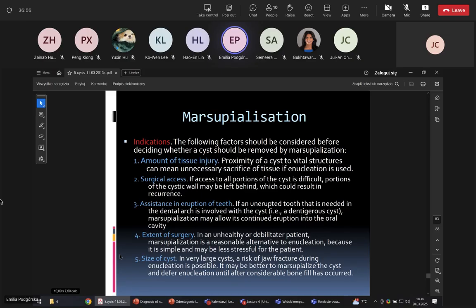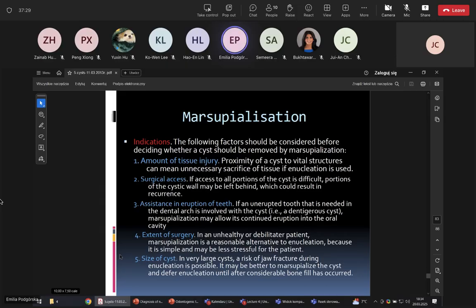3. Assistance in eruption of teeth. If an unerupted tooth is needed in the dental arch and is involved with the cyst, for example a dentigerous cyst, marsupialization may allow its continued eruption into the oral cavity. 4. Extent of surgery. In an unhealthy and debilitated patient, marsupialization is a reasonable alternative to enucleation because it is simple and may be less stressful for the patient.